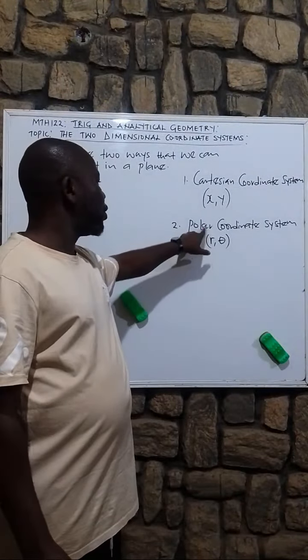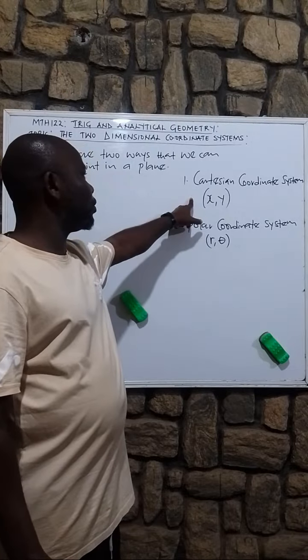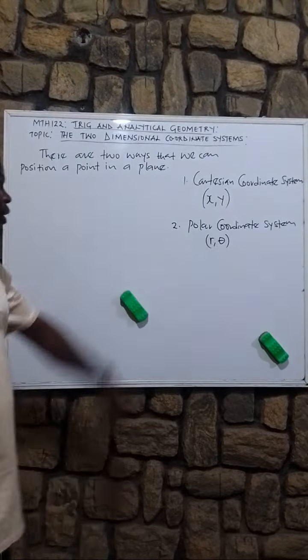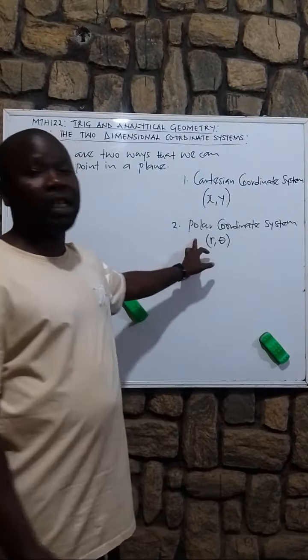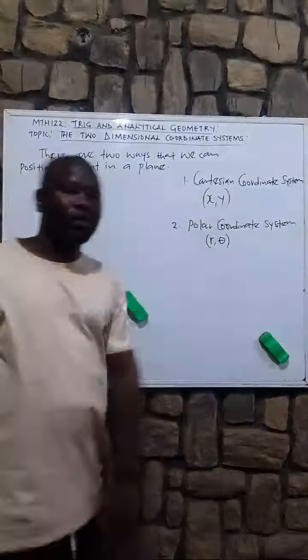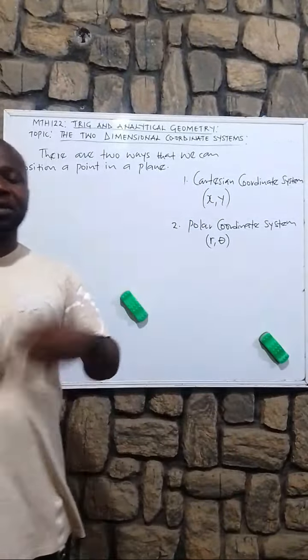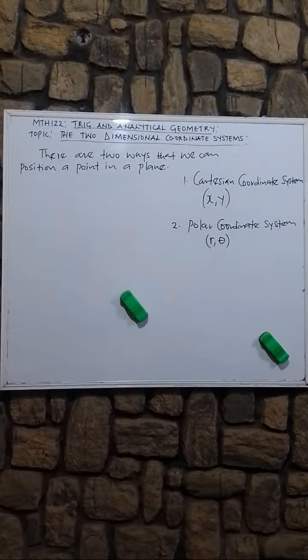Now, why am I doing all this? Because we are going to convert from Cartesian system to polar system. We also convert from polar system to Cartesian system. That is how to convert. We look at all those things. Any question? Do you have any question?